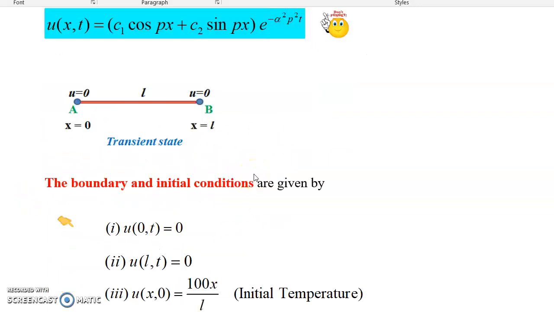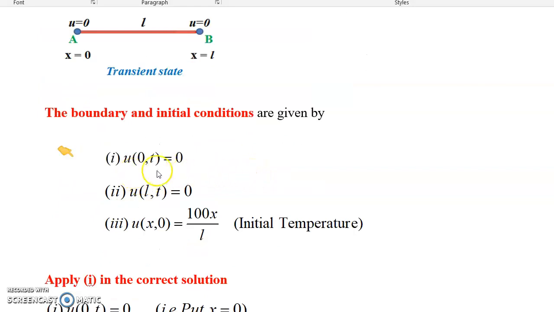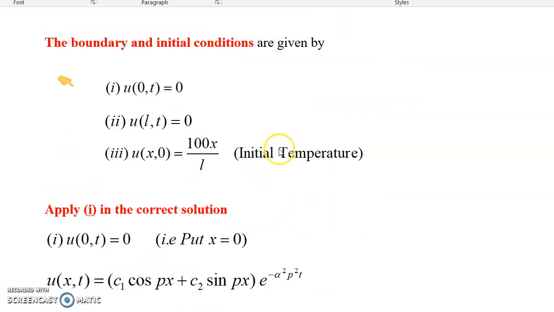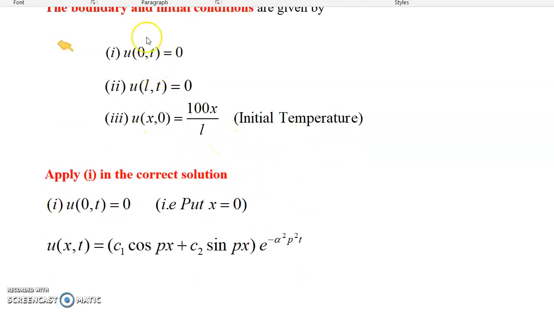So what are the boundary conditions of the transient state? U of 0, t equals 0. That is, when x is 0, U is 0. When x is L, at this end the temperature is 0. So when x is L, U is 0, so U of L, t equals 0. And the last is U of x, 0, which is the initial temperature, because the word initial means time 0. So U of x, 0 is given by the temperature of the steady state, which is actually the initial temperature for the transient state. So that we have to write. Now let us apply these three boundary conditions one by one.